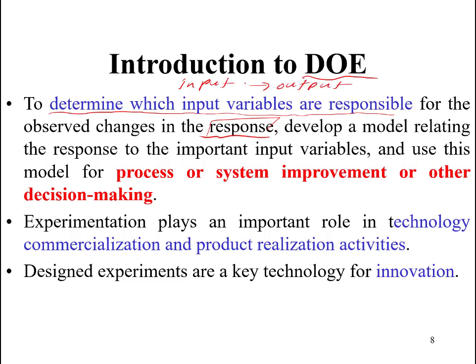So to find this relationship between input and output, we need to have a model relating these responses to important input variables, and use this model for process or system improvement or even other decision making. This is another application, another advantage of using DOE. You can improve a system or a process, or you can make a better decision about that system.